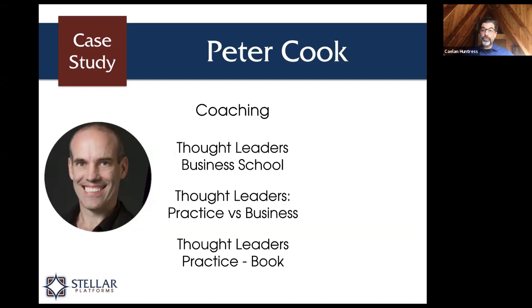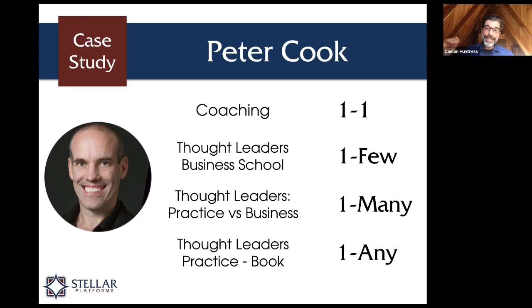He's got a group training program that he sells, and he's got one-on-one coaching that he sells. So he has 4 tiers of offers. And I find that the most successful thought leaders and entrepreneurs have an offer in each of these 4 tiers. They've got a one-to-one service, a one-to-few program, a one-to-many offer, and a one-to-any offer.